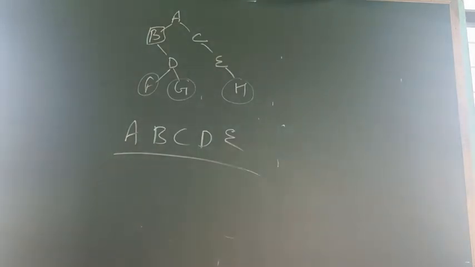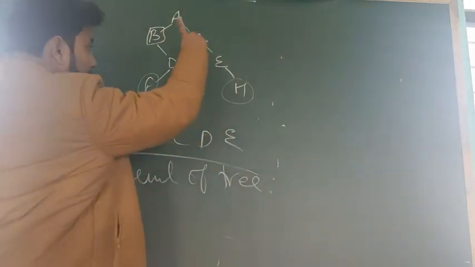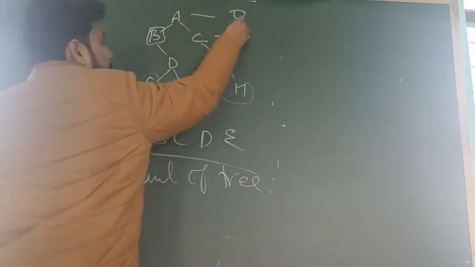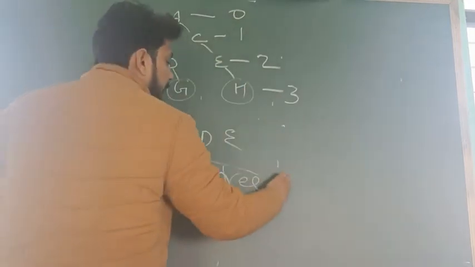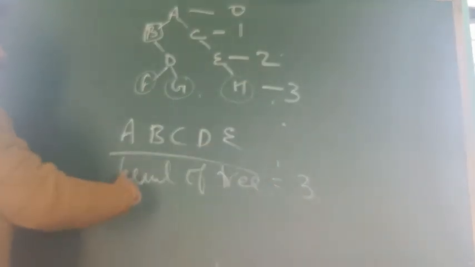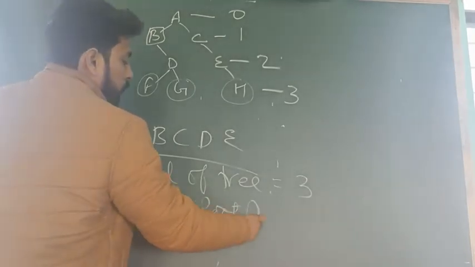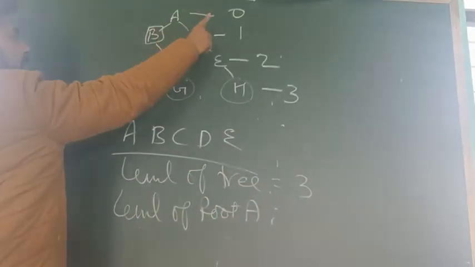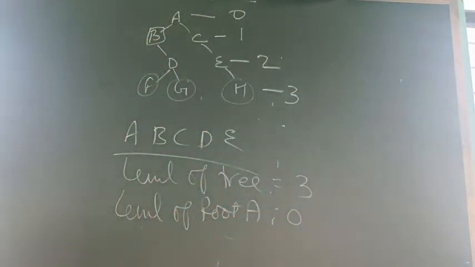Okay. Next is the level of the root of the tree. When we talk about the level or the height, they are the same. So the level of the full tree: level 0, level 1, level 2, level 3. So we have level 3. And if I ask what is the level of root A, at which level is it? At level 0. So your answer will be 0. The level of root A is 0.